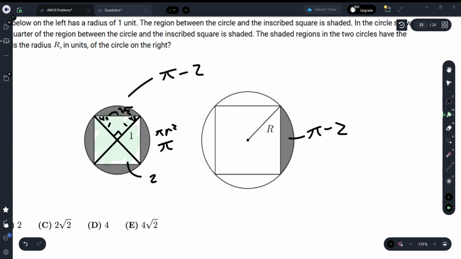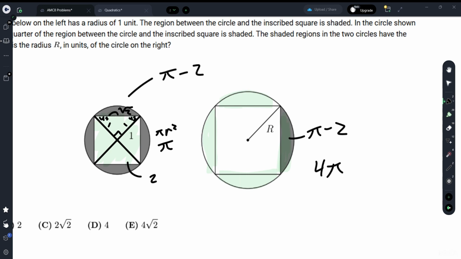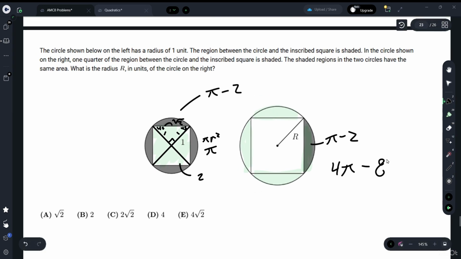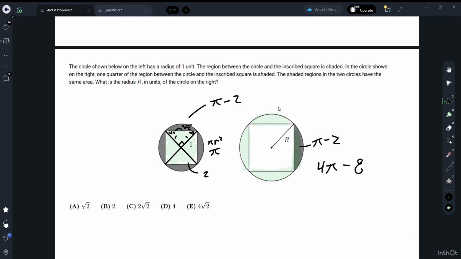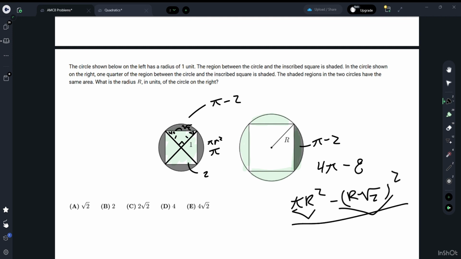Now if we want to find, let's say, this green part, this green part, and this green part all added up, we do 4 times pi minus 2, which is 4 pi minus 8. And 4 pi minus 8 is basically the area of pi r squared minus (r √2) squared. Let's try to understand where this is coming from. The pi r squared comes from the area of the total circle, and this (r √2) squared is the area of the square. So when we subtract it, we get this.